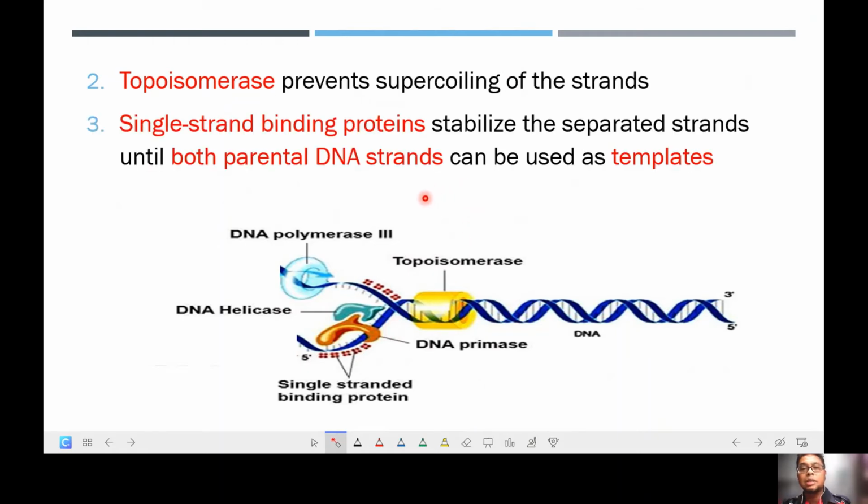And this needs to be stabilized further by the action of the single-strand binding proteins. The single-strand binding proteins are not enzymes, okay, and they are just proteins that will attach to the separated DNA strands in order to stabilize the strands until both of the parental DNA strands can be used as templates.